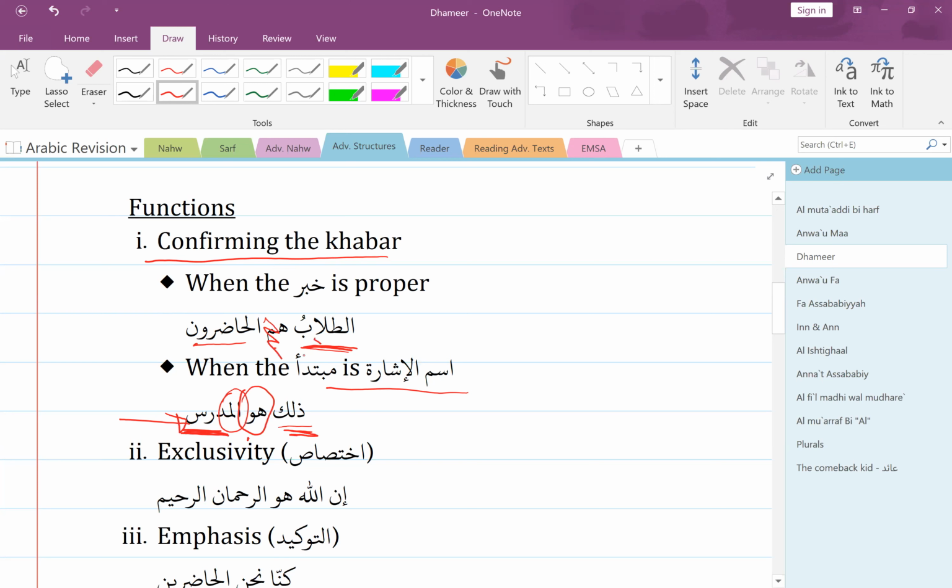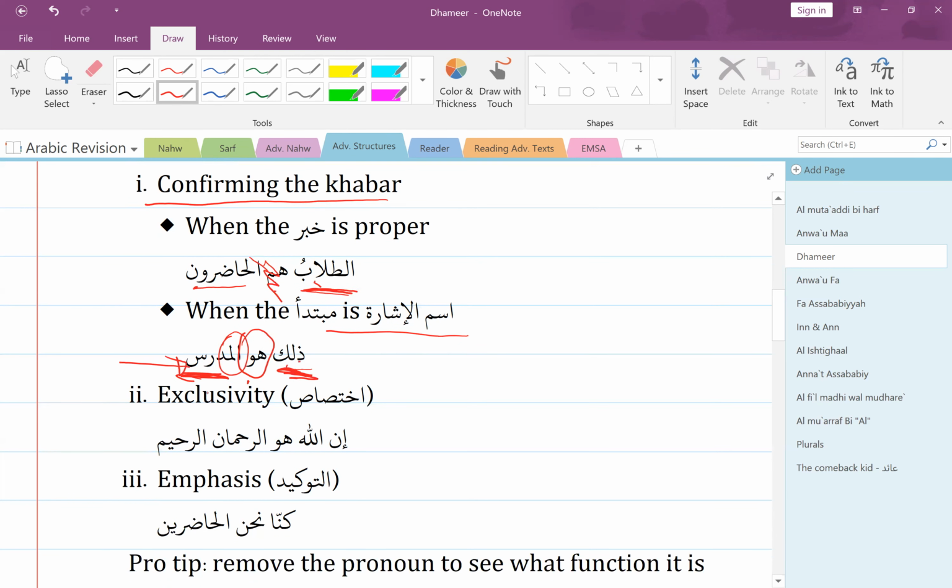If you remove this hum, you would see that you have at-tulabu, and you can remove the al because now it's a normal khabar. So at-tulabu hadirun, the students are attending. So it's a mubtada khabar situation. Same thing. If you remove the al and you just say dhalika mudarrisun, that is a teacher, it becomes mubtada khabar. So you see this huwa comes in to just tell you that what is on this side is the mubtada and what is on this side is khabar. That's the first function of dhamirul fasl.